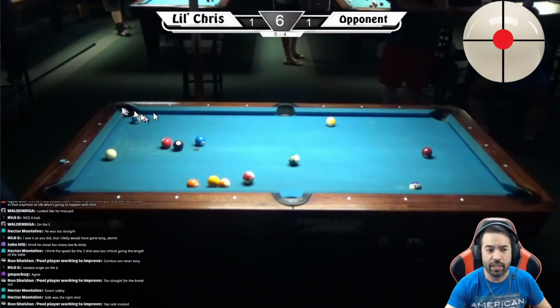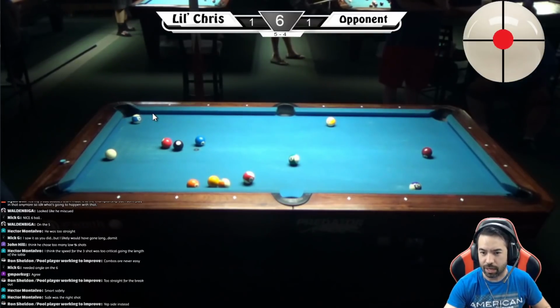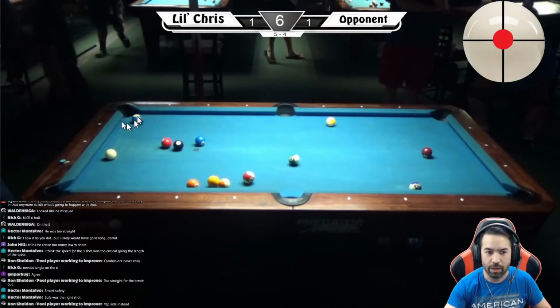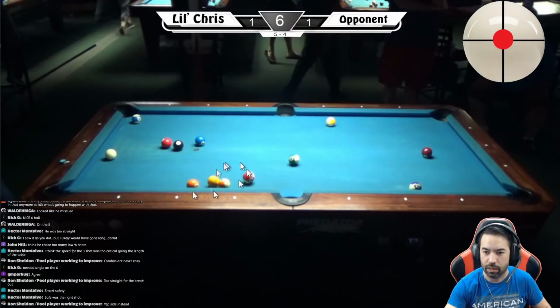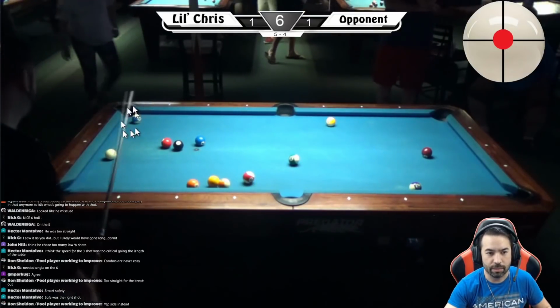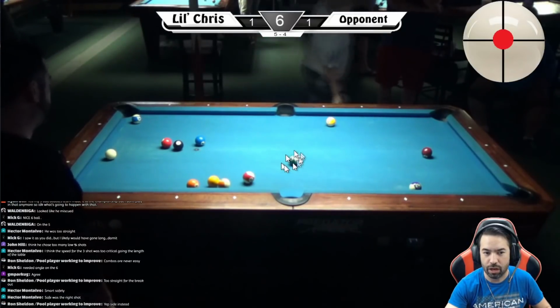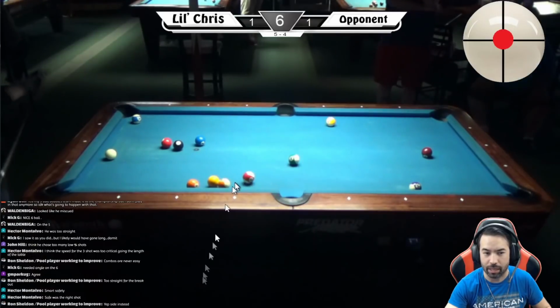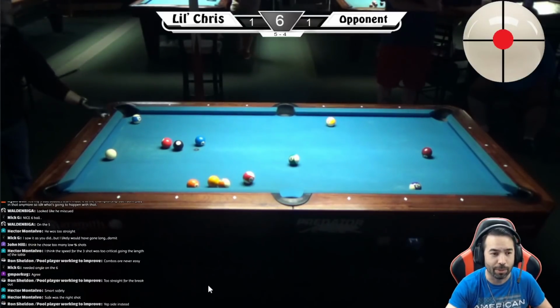All right, so y'all can see that I've got this ball here that I can easily shoot at, but I'm not going to do that. Usually when I have a ball that's easy, I still try to focus on what can I possibly do with this here. So the question is, am I going to shoot this so I can try to maybe get position on this ball here so that I can maybe break out my clutter? Who knows? I don't even remember.